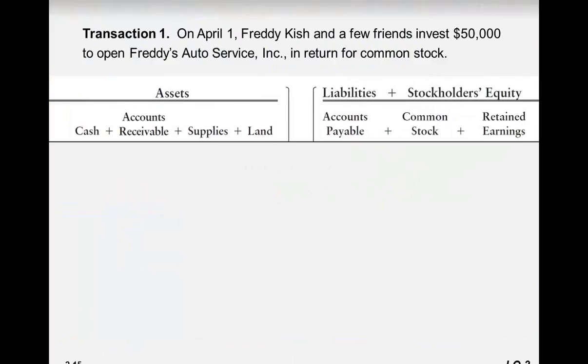Him and a few friends decided to invest $50,000, and in return they got common stock. This means they have $50,000 more cash, and there's $50,000 in stock. Remember, this has to be kept in balance. If I have an increase on the asset side, I have to have an increase on the liabilities and stockholders' equity side, because it is an equation that must be kept in balance with each transaction.